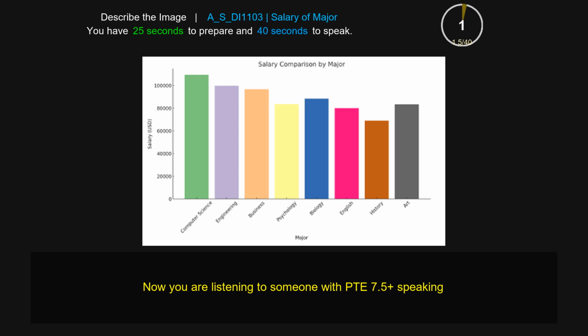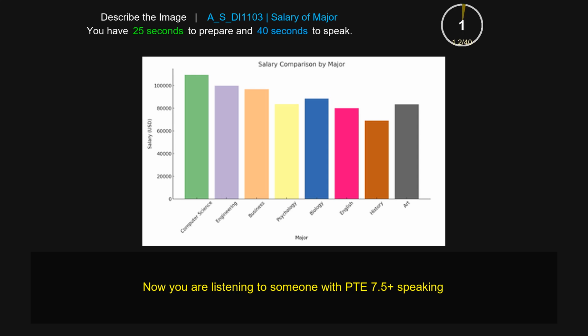The given image is a bar graph which gives information about salary comparison. On the horizontal line, it represents majors such as computer science, engineering, business, psychology, and biology. On the vertical line, it represents salary such as 20,000, 40,000 up to 1 lakh. From this image, I observed that 1 lakh is the highest data, which is covered by computer science, and 60,000 is the lowest data, which is covered by history. In conclusion, it is a very informative graph about salary comparison.